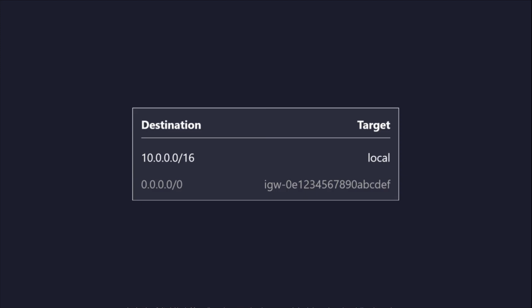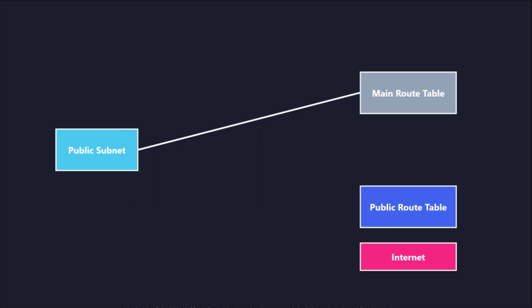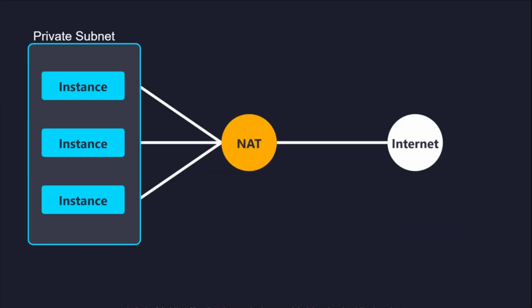Add a route entry with the destination 0.0.0.0/0, pointing to the Internet Gateway identifier. This represents all traffic not destined for the local network. Explicitly link your public subnets to the public route table using the Route Table Association resource. Without this explicit link, the subnet will fall back to the main route table, which often lacks Internet access.